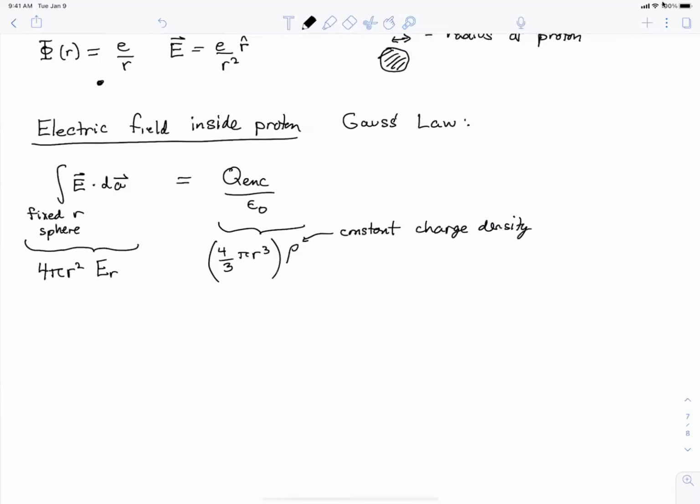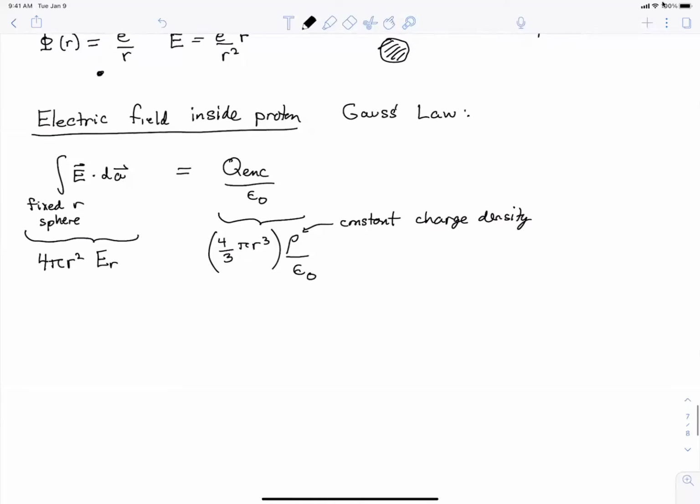And then we can't forget to divide by our permittivity of free space. Okay, and so if we solve that, that's going to tell us that the radial component of the electric field is R over 3 times our charge density divided by epsilon naught. Okay, and so now what we need to know is what is rho? What is this charge density?